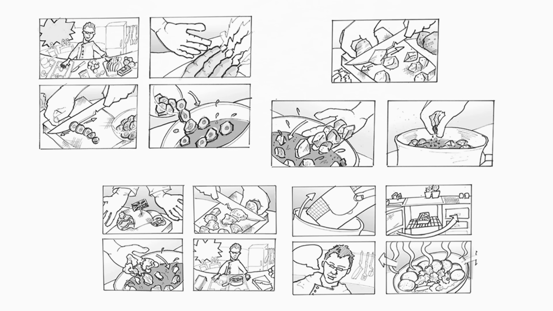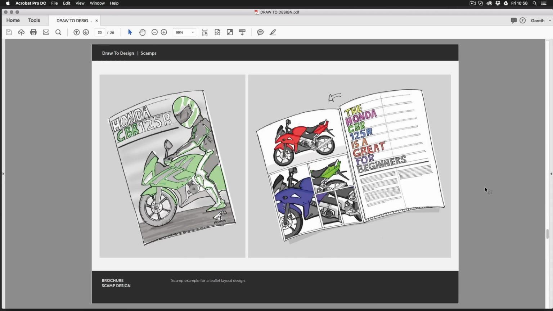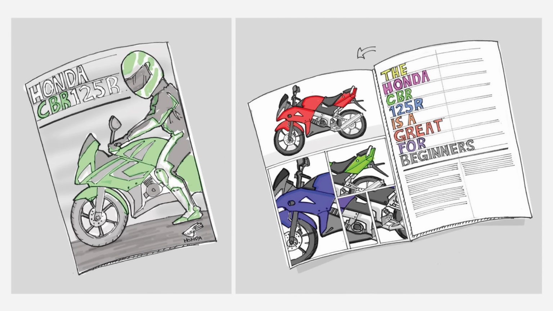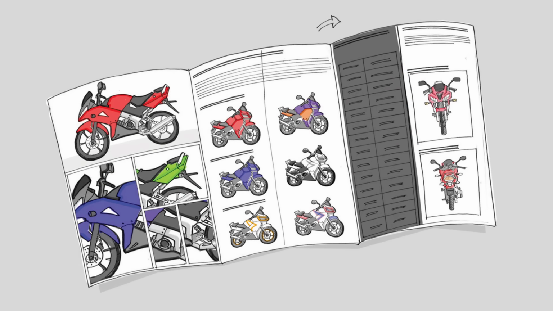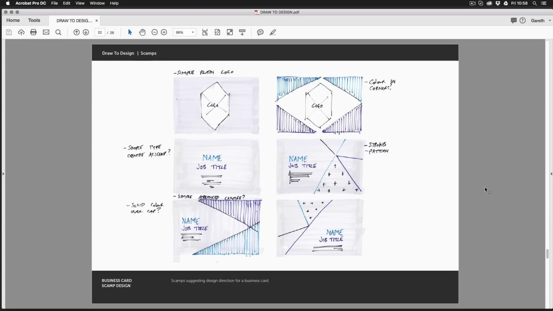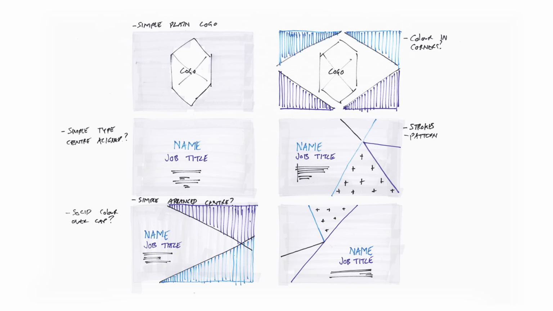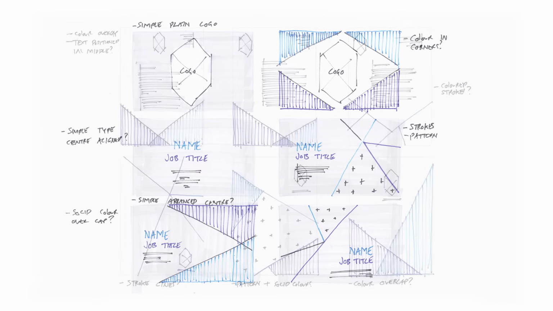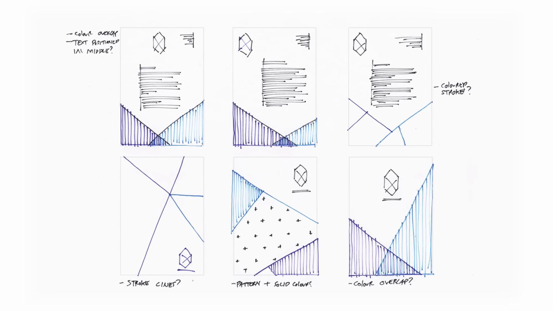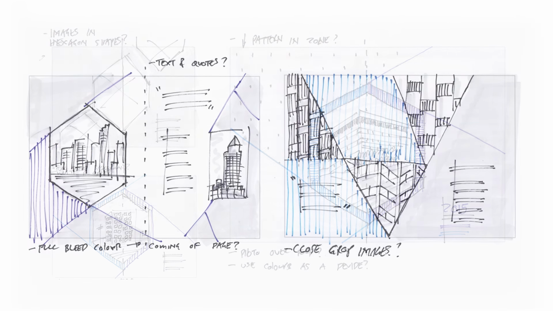Next is a storyboard SCAMP for a short advert. And next is another SCAMP example for a leaflet layout design, which continues onto the next page. Finally, we have a series of SCAMPs suggesting design direction for a business card, a letterhead, and brochure page layouts.